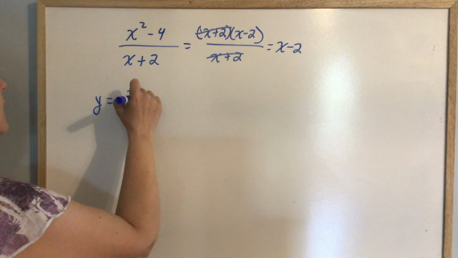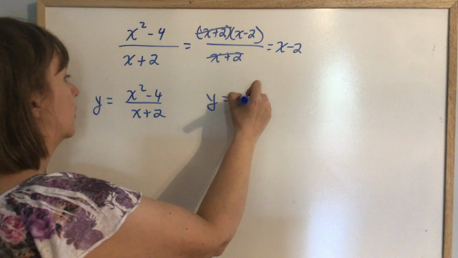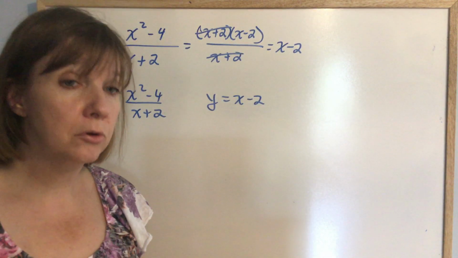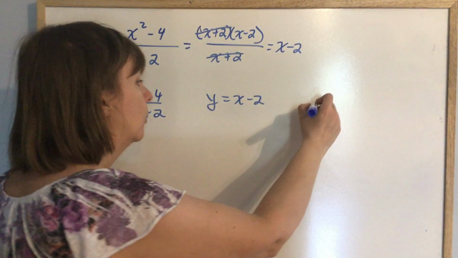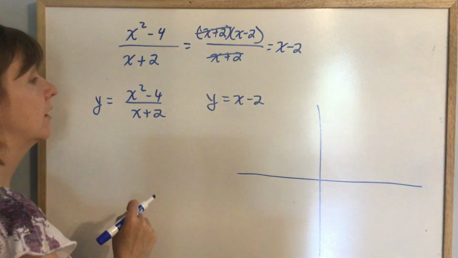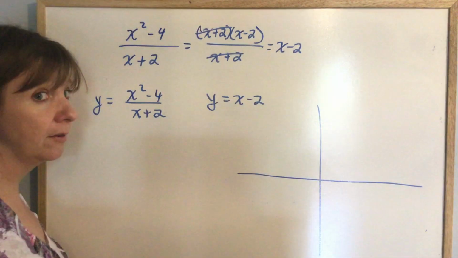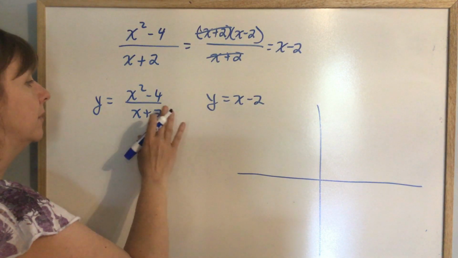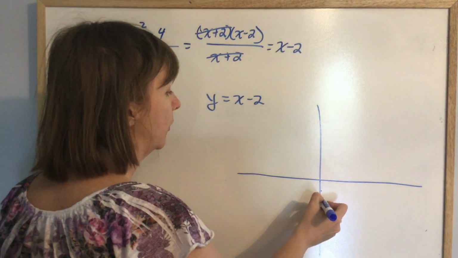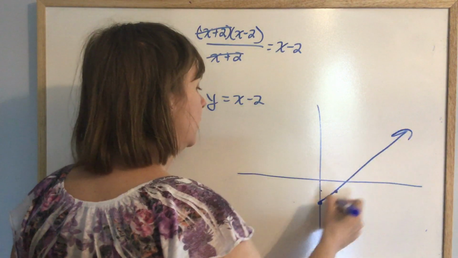What that means is this equation and this equation graphically look pretty much the same. Because this simplifies to this, it means this graph has to be the same as this one. So my y-intercept would be at -2, and my slope is 1, so up 1 over 1. So my line would look something like this.